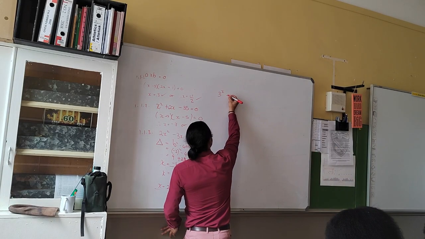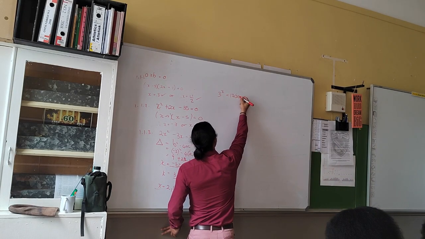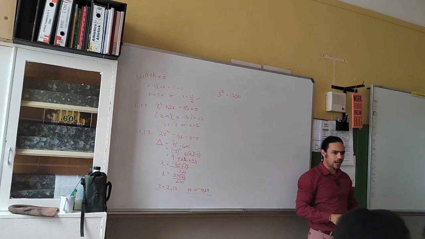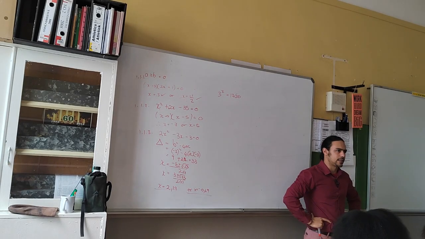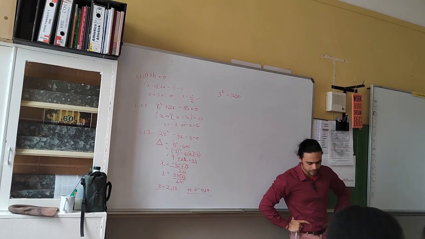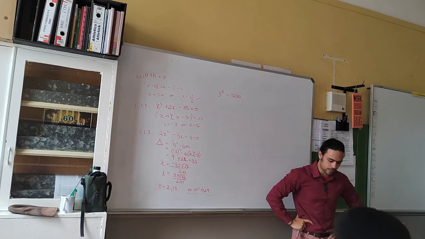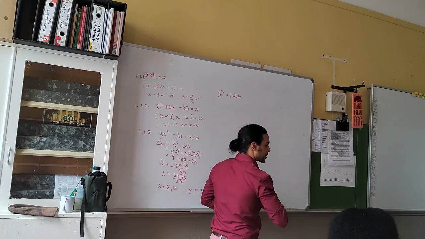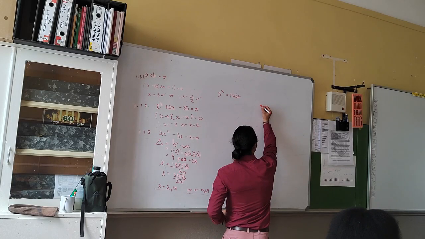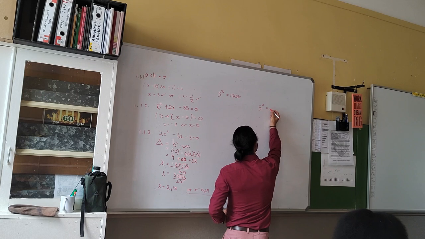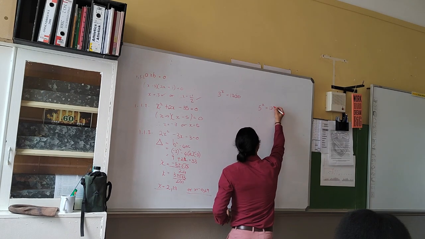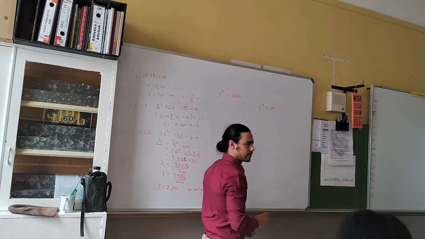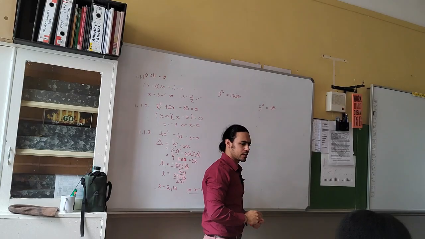3 to the power of x is equal to 1700. It looks like a standard type of question, but how are we going to solve it? It is in the exponent. Okay, let me try and get another question. Let's compare this question. Let's do 5 to the power of x is equal to 125. Let's keep it simple. How would we go about this question?